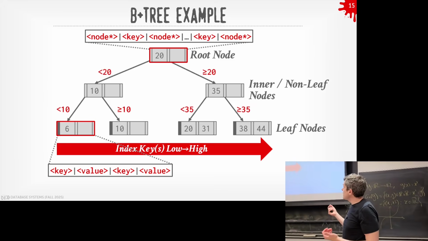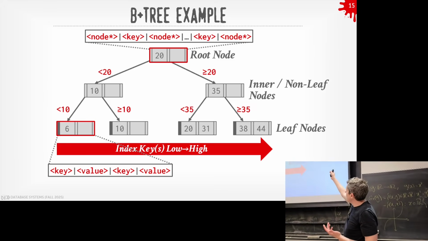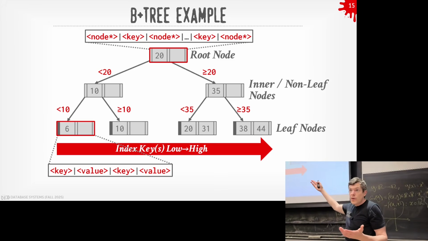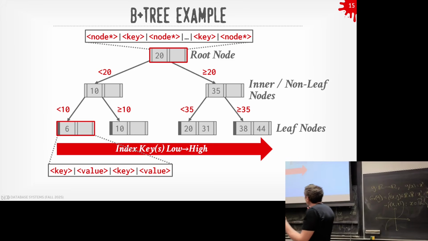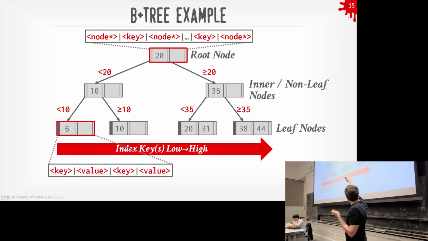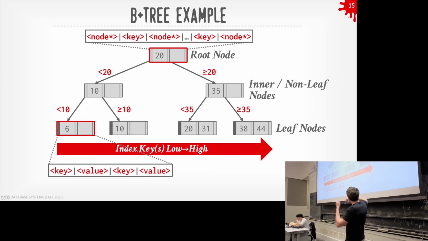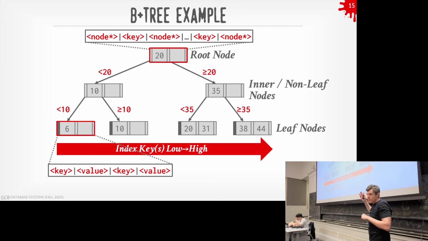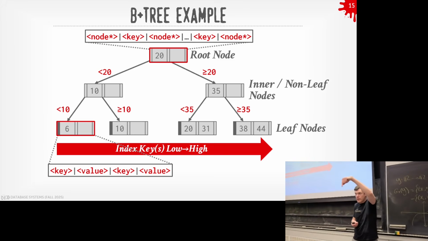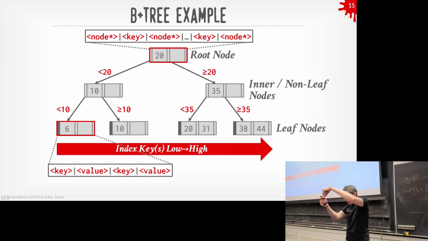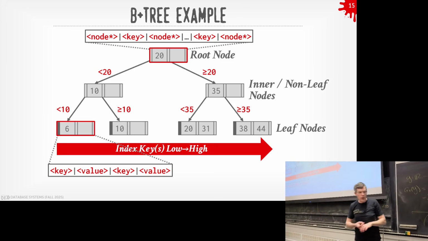So the way to understand these keys in the inner nodes and the root is that they're guideposts that allow us to figure out where we want to go when we do our traversal into the index. For this example, I have my root node with key 20. If I want to go to the left, there'll be all the keys that are less than 20. And on the other side, the right, there'll be all keys that are equal to or greater than 20. So for any given key, I can just look at that node, look at the key, and decide whether I want to go left or right.